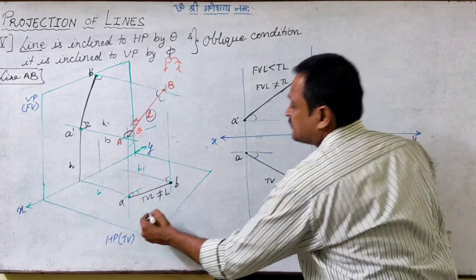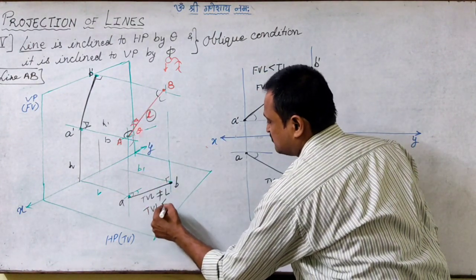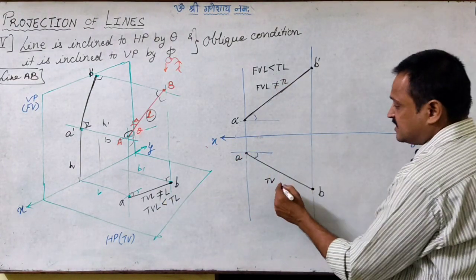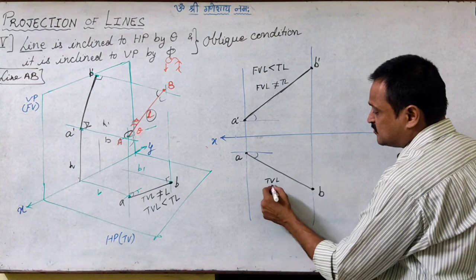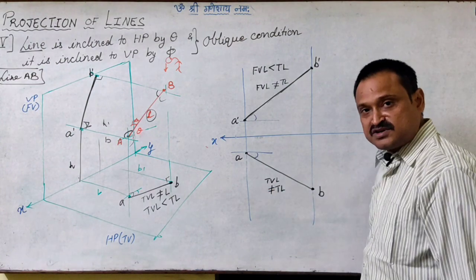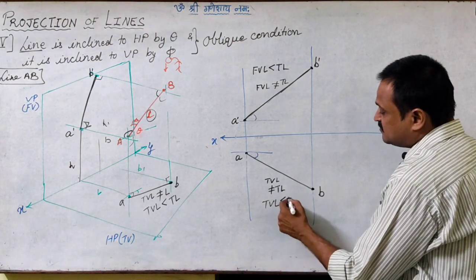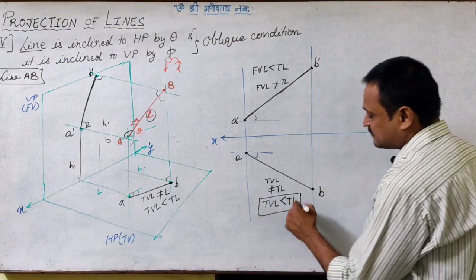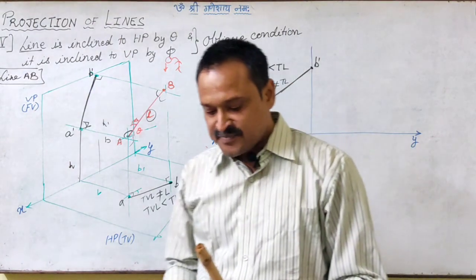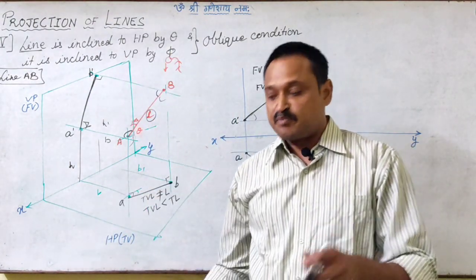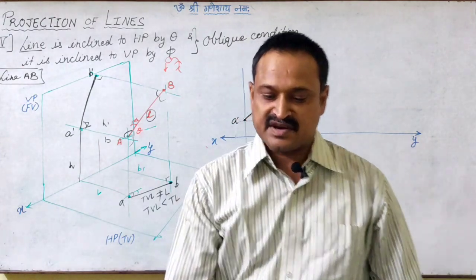So this top view length will certainly be less than the true length. That means here also we are getting the top view length to be not equal to the true length, or definitely the top view length will be less than the true length. So what is happening here? We are getting both the lengths to be projected lengths, right?